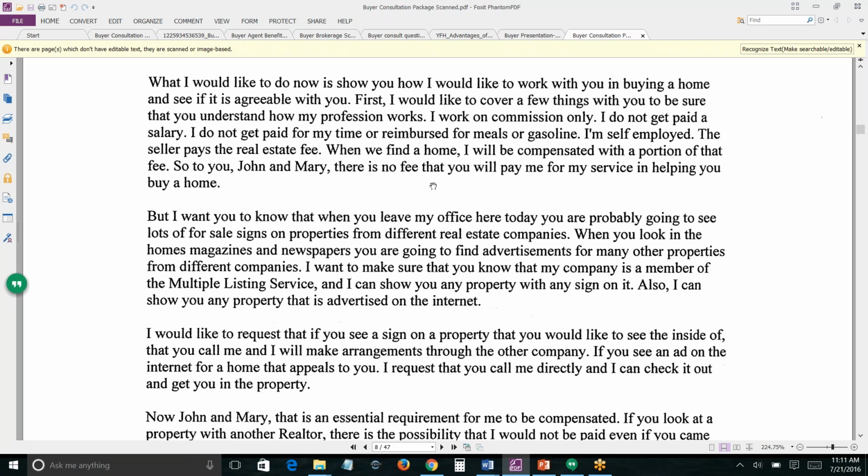But I want you to know that when you leave my office here today, you are probably going to see lots of for sale signs on properties from different real estate companies. When you look in magazines, newspapers, that I would change to internet.